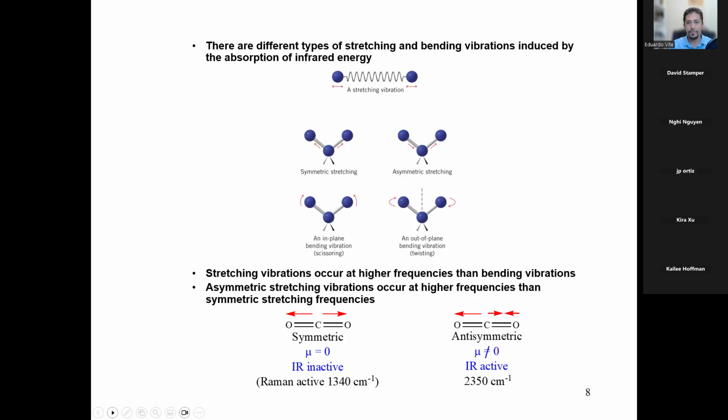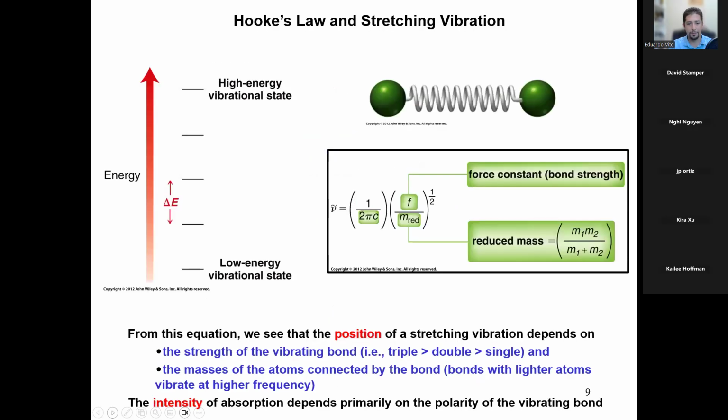All right. And then we talked about this slide already, so I'm going to skip it. But again, this is just to further drive home the point that this is just a spring. And depending on the masses of the spring and the length of the spring, it gives you different energies. I do want to emphasize the blue. Notice that it says the strength of the vibrating bond and the masses are factors.